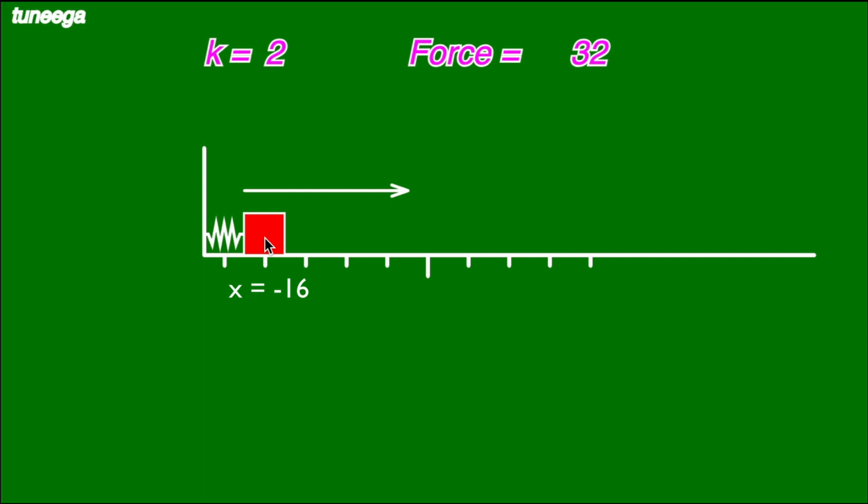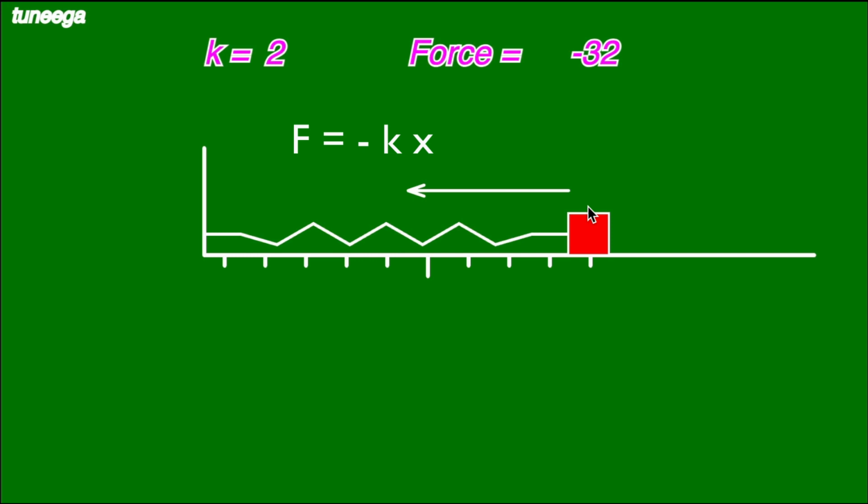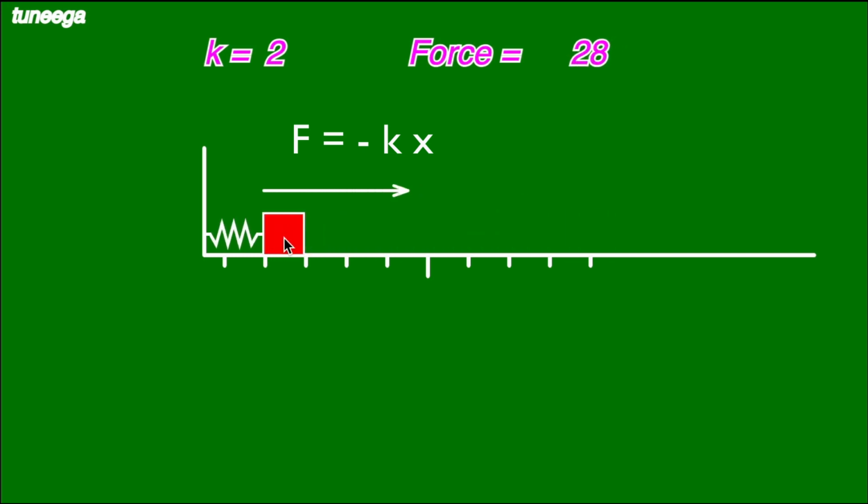You are beginning to see now that the force is given by minus kx. That is, when x is positive, the force is negative. When x is negative, the force is positive. So the force has the opposite sign as x, and it's proportional to x, and the proportionality constant is k, and that's called the spring constant.